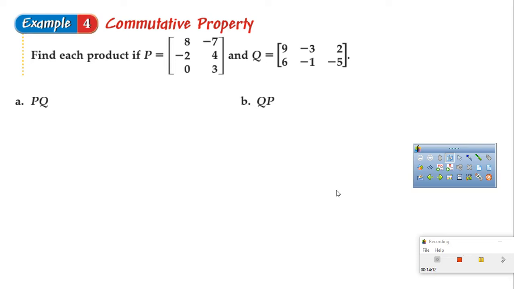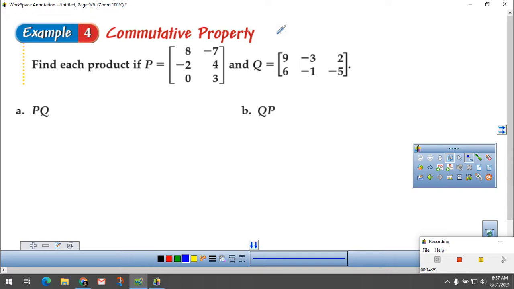Alright, example 4. It wants to determine whether or not the commutative property holds with matrices. So if you notice for part A, it wants you to multiply P times Q, and then for part B, it wants you to multiply Q times P. So remember, the commutative property works in arithmetic, because you know that 2 times 3, which is 6, is the same thing as 3 times 2, which is 6. But the question is, is that property true with matrices?